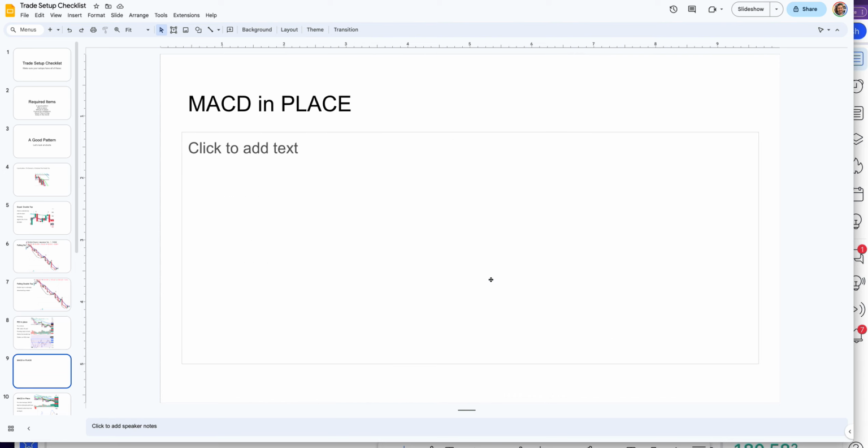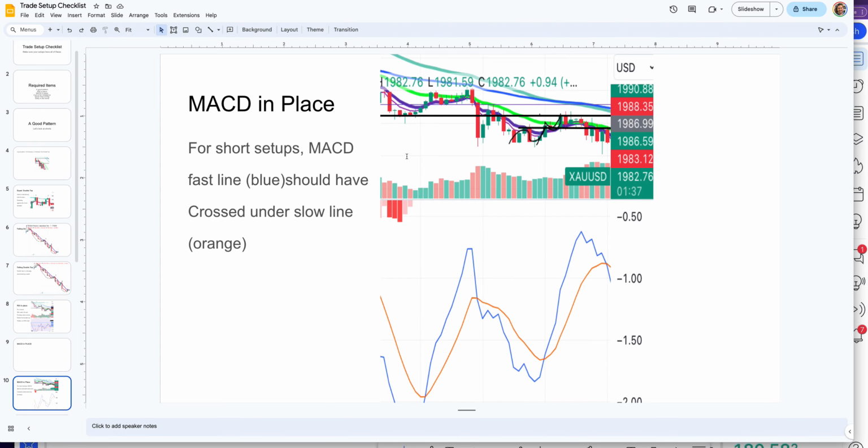The next indicator that I like to use is MACD. You want to make sure your MACD is in place. So on MACD, moving average convergence divergence, the blue line is the fast line, orange line is the slow line. If you're looking to go short, you want to make sure that your blue line has crossed or is just about to cross your slow line, your orange line, and it's pointing down. You don't want it pointing up.